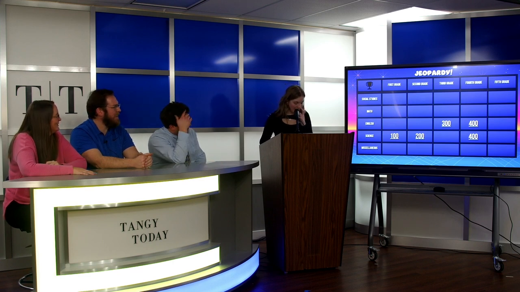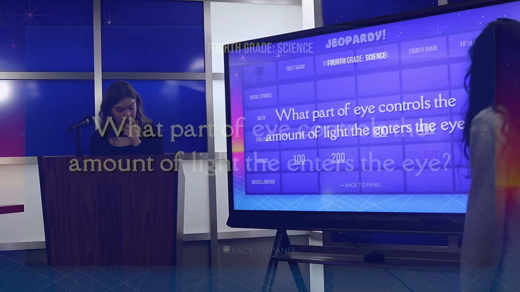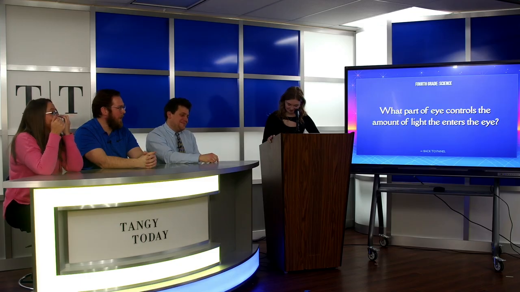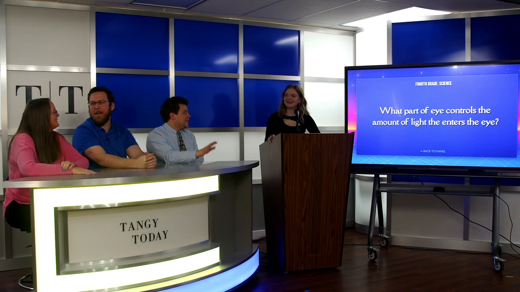I have times 400. Times 400? Okay. The part of the eye that controls the amount of light that enters the eye. Here we go. Lens? No. Oh. Cornea? No. Smith, you got this. How about... Oh, the retina. No. Oh, okay. Can I go second? Pupil?